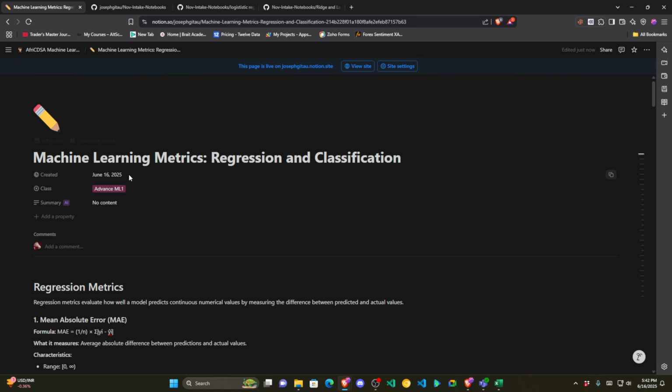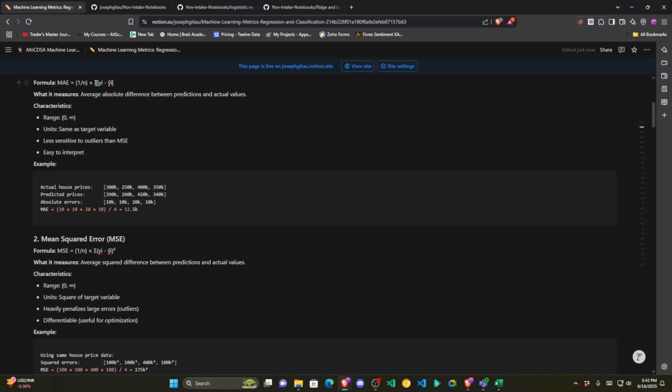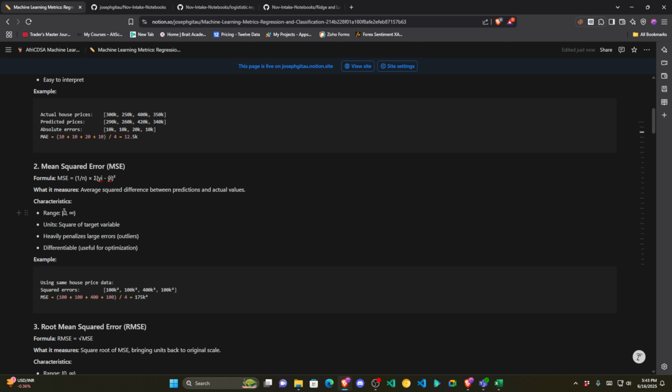For the next metric, it's the mean squared error. It's basically the same equation that you had for mean absolute error, but over here you are squaring the differences that you have between your actual and predicted values. It ranges between 0 and infinity, and the units are the square of the target variable.